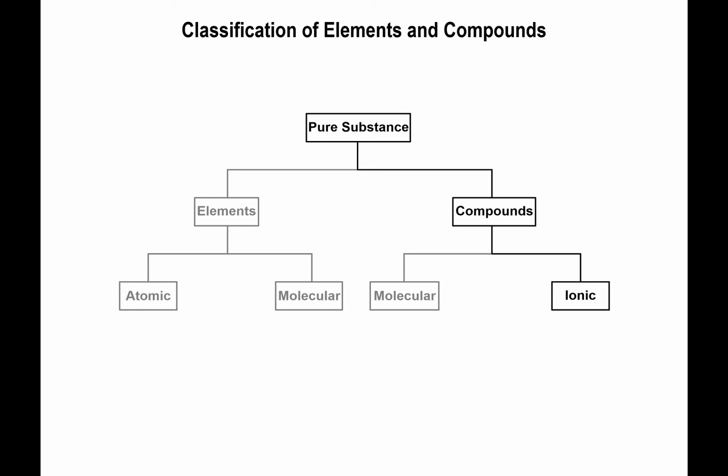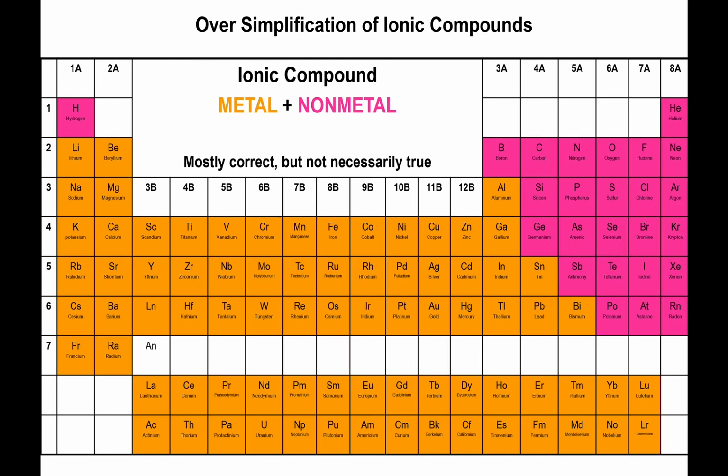Alright, let's talk about ionic compounds. For the most part, what will qualify a compound as being ionic is the presence of a metal at the beginning of the structure. If you have a metal combined with a non-metal, you very likely have an ionic compound. There's only one real exception to this, and it is if instead of having a metal, you have NH4.